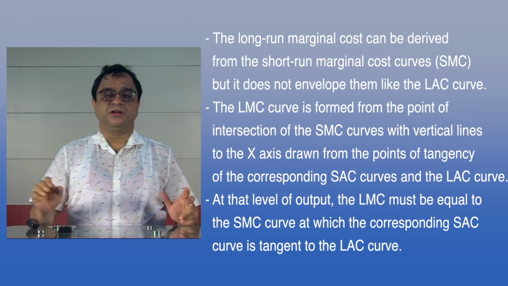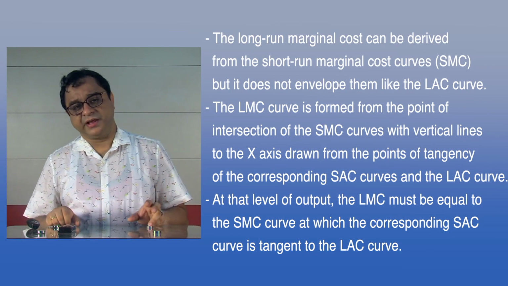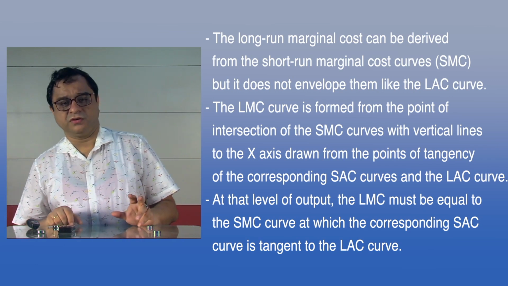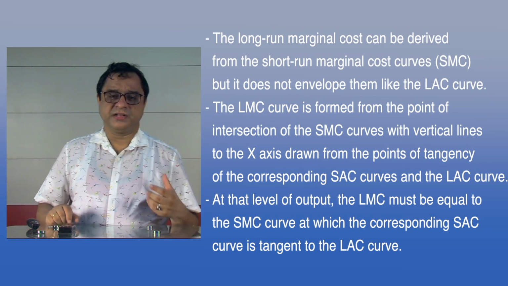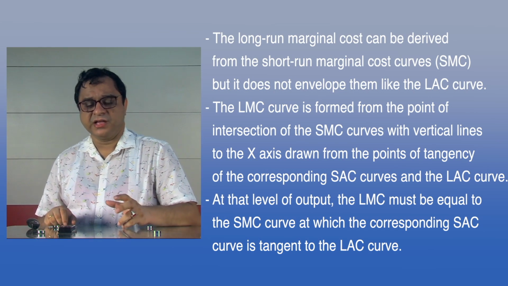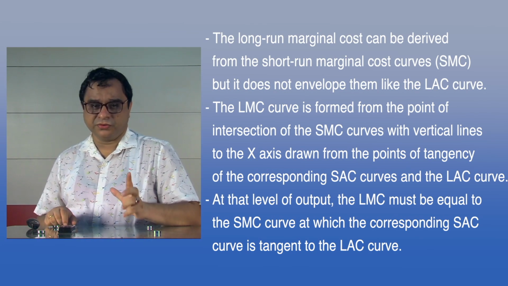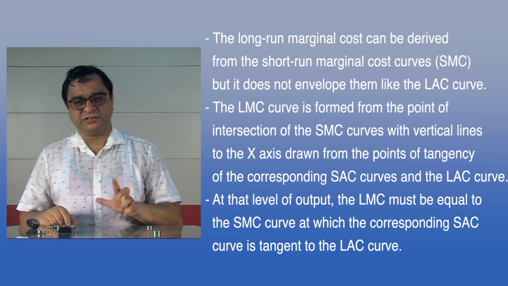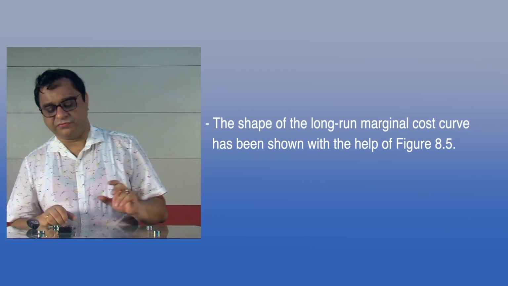The long run marginal cost can be derived from the short run marginal cost, but it does not envelop them like the LAC curve. The long run marginal curve is formed from the point of intersection of the short run marginal curves with vertical lines to the x-axis drawn from the points of tangency of the corresponding SAC curves and the LAC curve. At that level of output, the LMC must be equal to SMC curve at which the corresponding SAC curve is tangent to the LAC curve. The shape of the long run marginal cost curve has been shown with the help of figure 8.5.